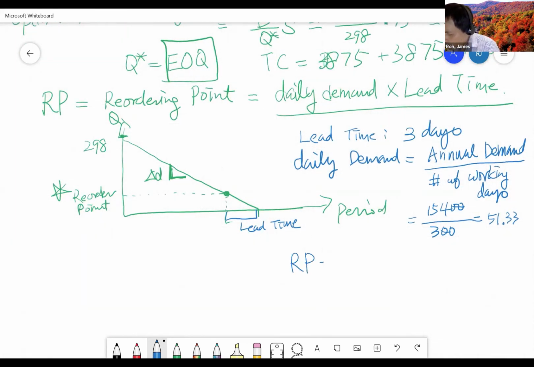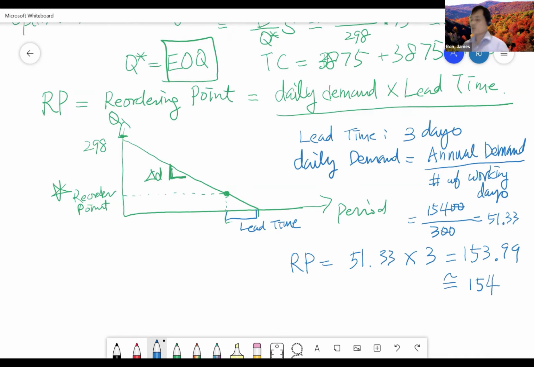Therefore ROP equals 51.33 times 3 days. And that's 153.99, and that's about 154. So we see that when reorder point is 154, whenever you have only 154 inventory in your warehouse, then you have to order it right away.